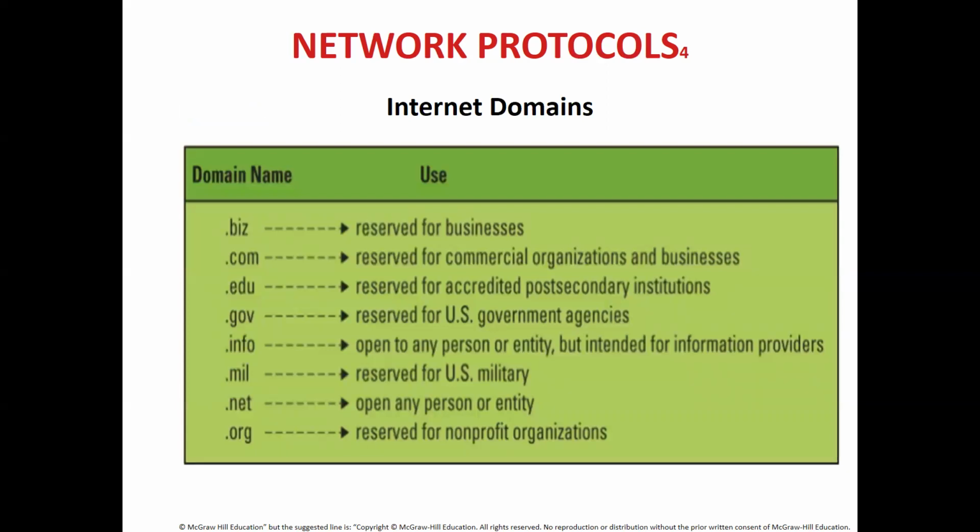Okay, internet domains. So here we have the list of domains. We have .biz, biz is for business, .com for commercial organizations and businesses, .edu, basically accredited for post-secondary institutions, .gov, okay, reserved for US government agencies. At the moment, it's been used for almost all. So even here in Fiji, .gov.fj, so that's the domain name that is generally given to the governments.